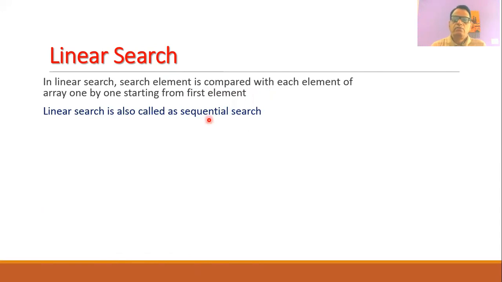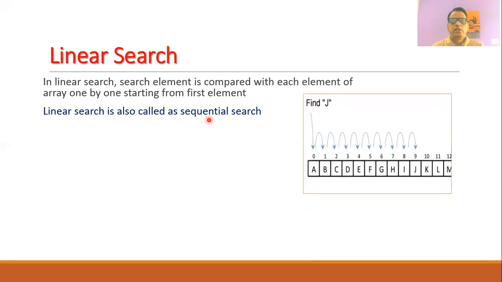Linear search is also called sequential search, because in this search, we compare the first element with the search element, then we compare the second element, then the third element. In this way, sequentially, we go on comparing the different elements with the search element. And therefore, this search technique is called a sequential search technique.